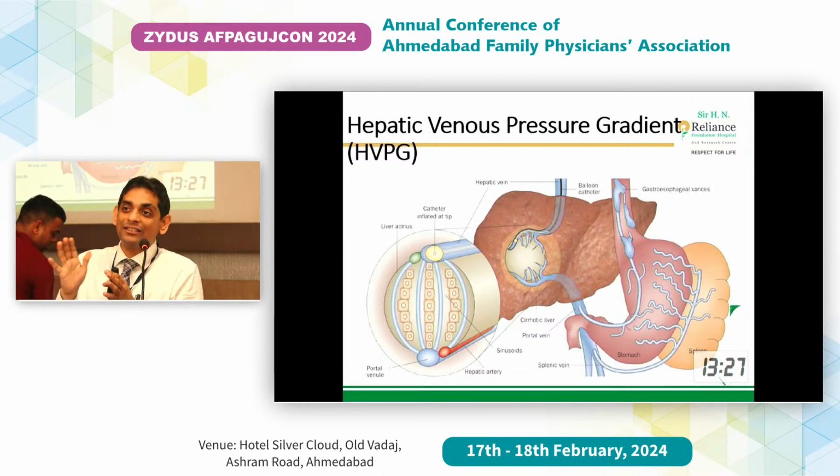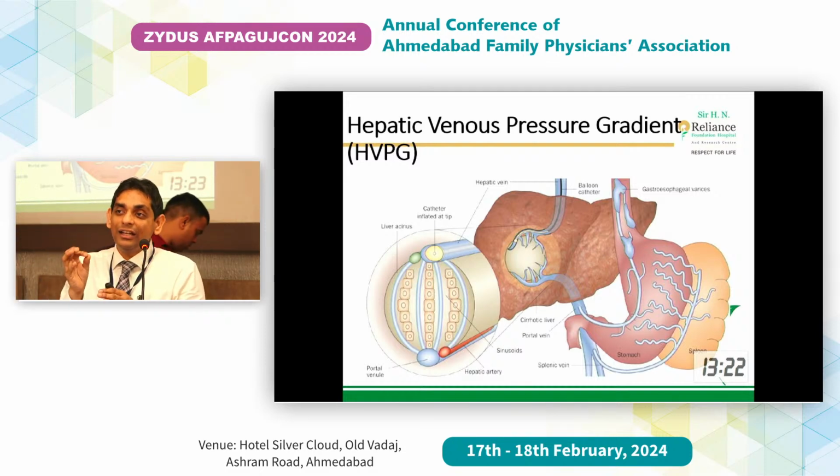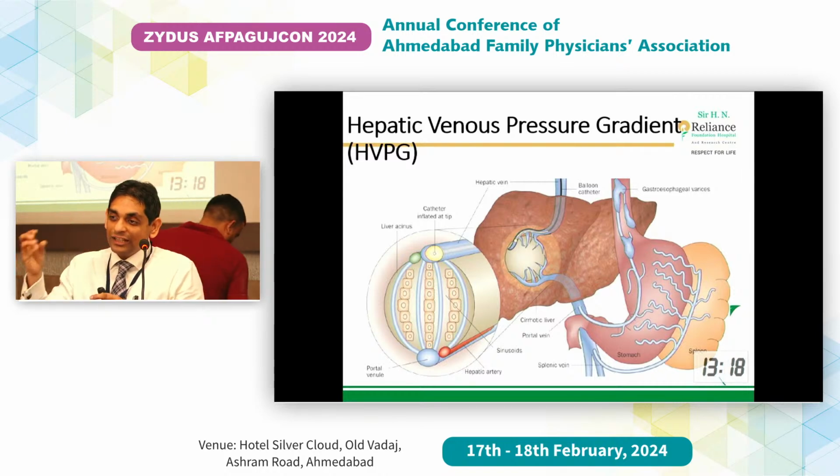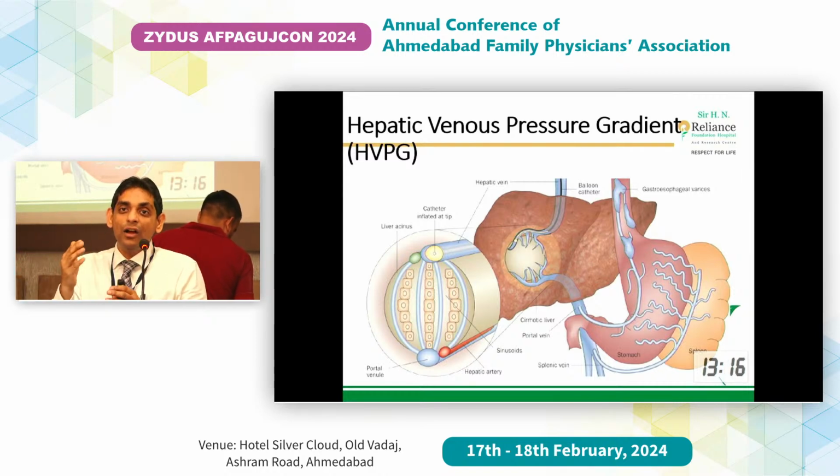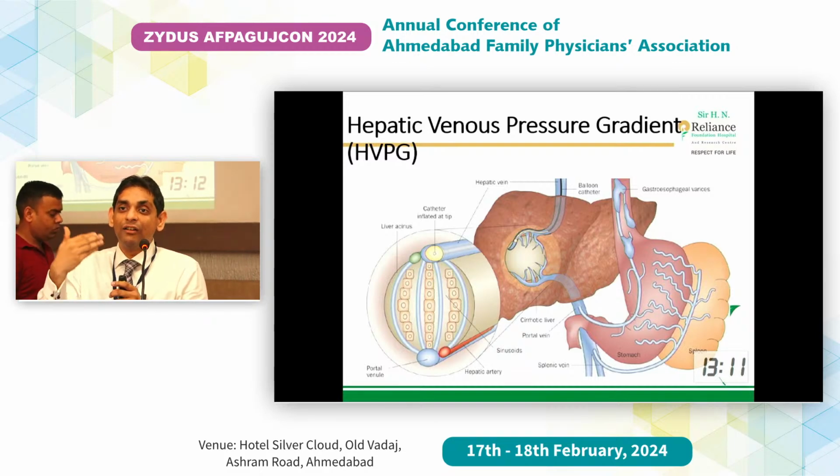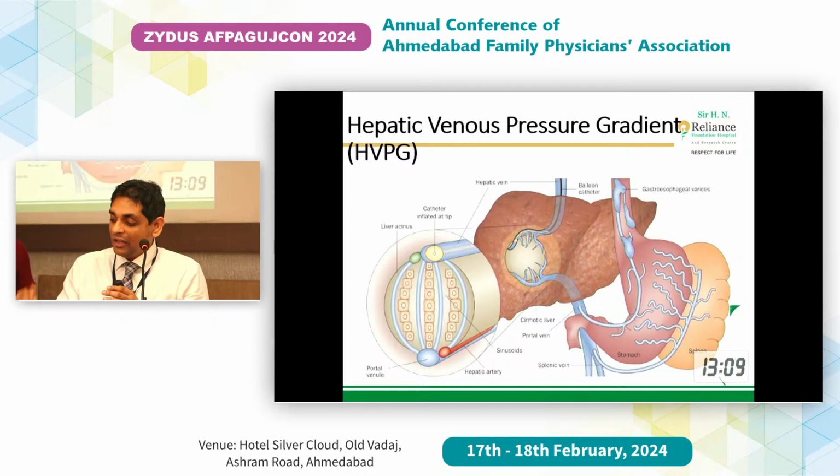Normal pressure is less than 5. Any pressure which is more than 10, you call it clinically significant portal hypertension. The values associated with this give you an idea who will develop ascites, who will develop refractory ascites, who will develop bleeding, which can be detrimental.